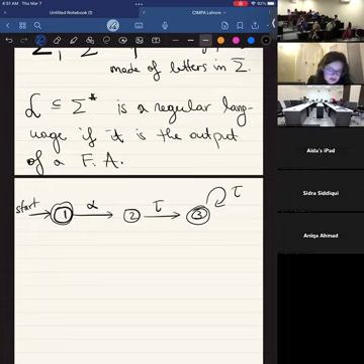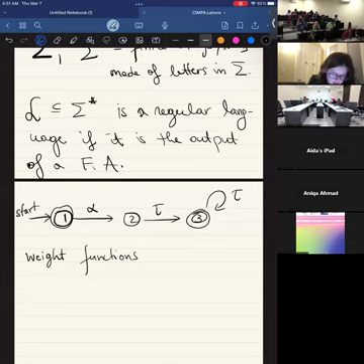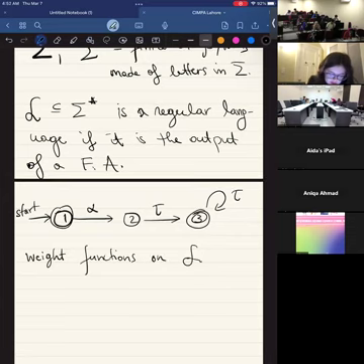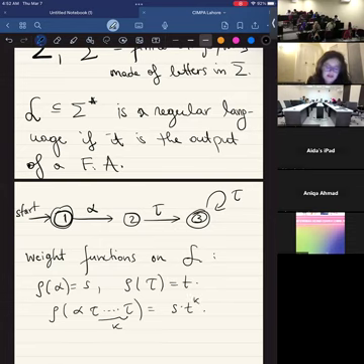And so this is an example, and we talked about weight functions on languages L. So for instance, we can take the weight function rho of alpha to be s, rho of tau to be t, and then rho extends multiplicatively: rho of alpha tau to the k, tau repeated k times, becomes s times t to the k, things like this.